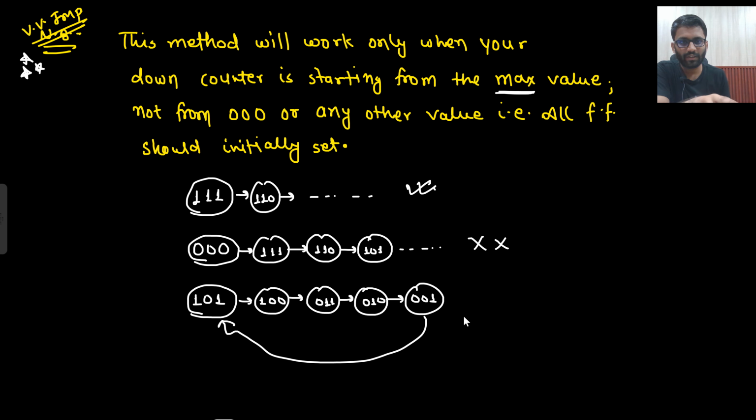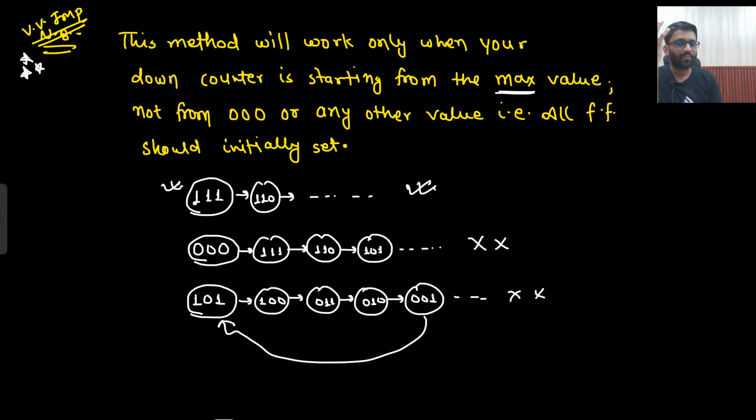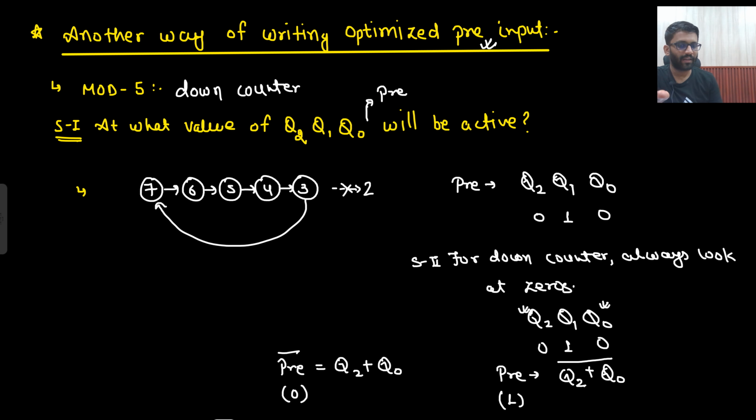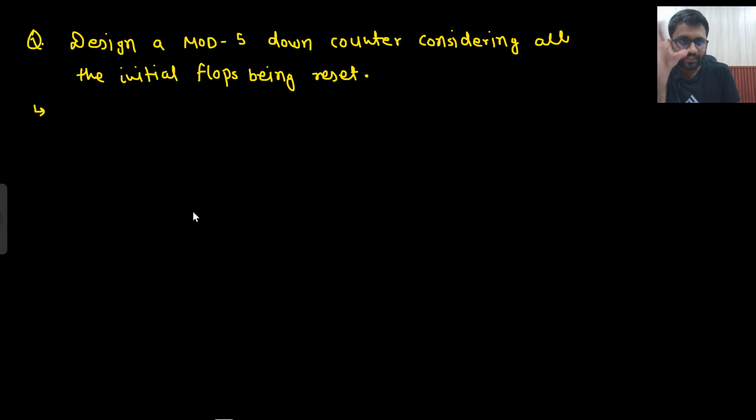The same kind of counter is there, but here it will not be applicable because you are not starting from the maximum. If you are designing a down counter, you are expected to start from the maximum value, and then only this method will be applicable. Otherwise you will have to make the table and get the output. So now let's see this question. Here the trick will not be applicable, and we will see why.